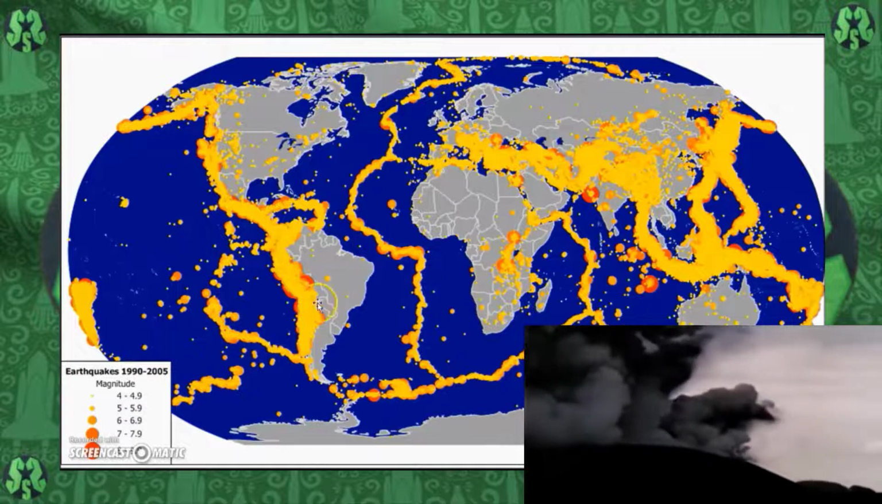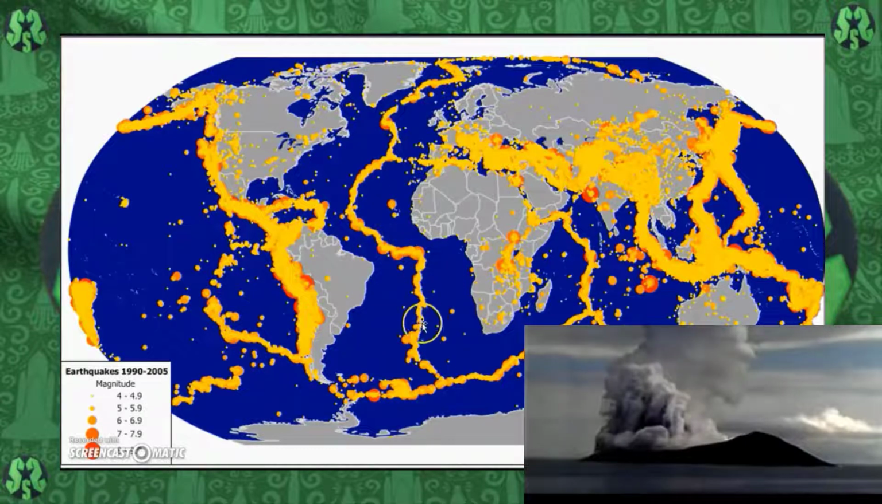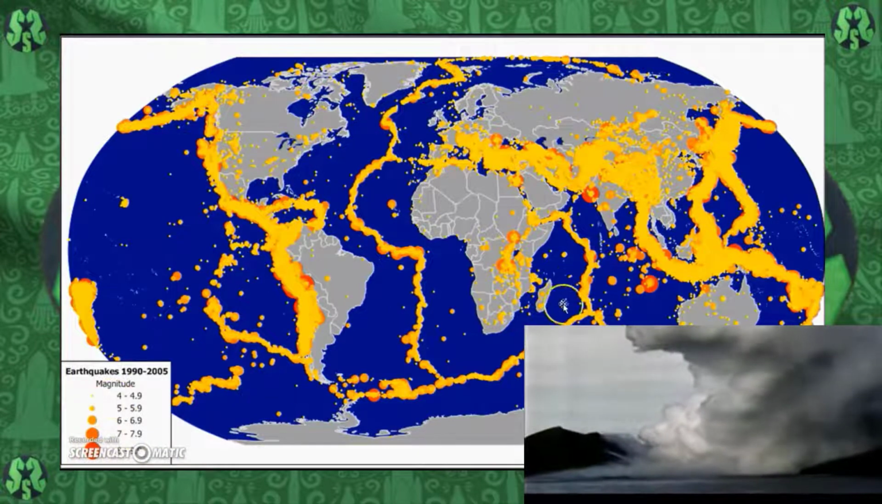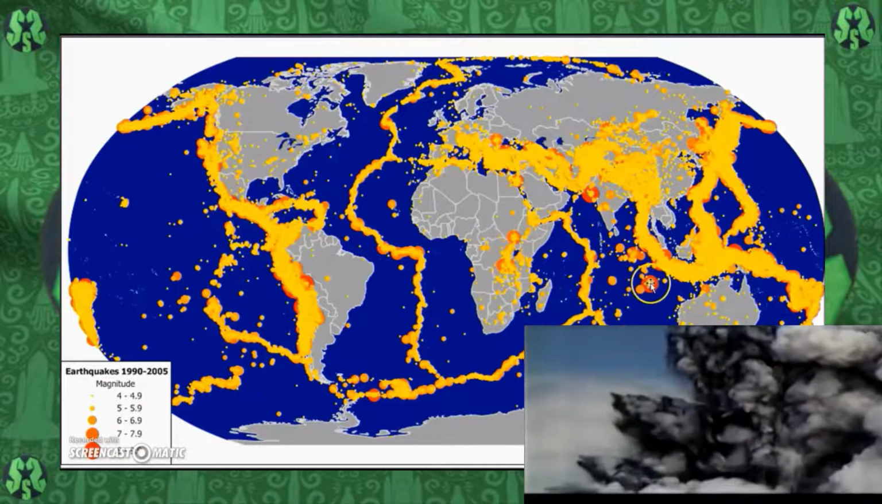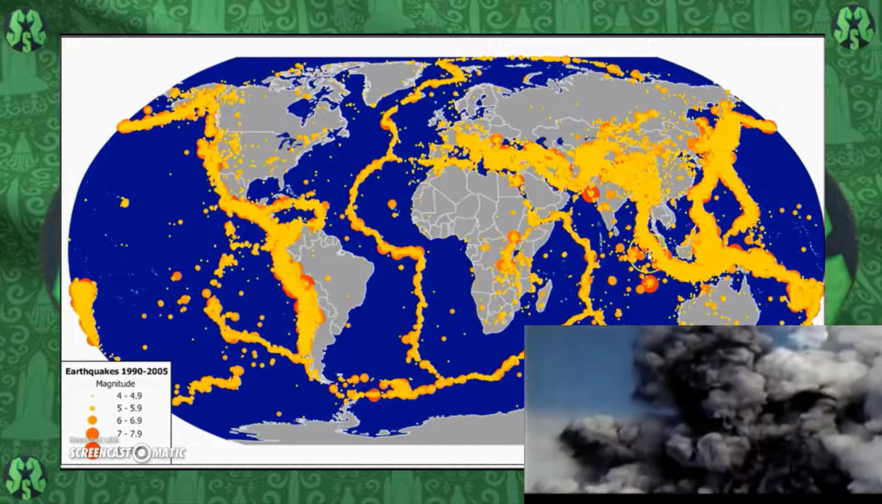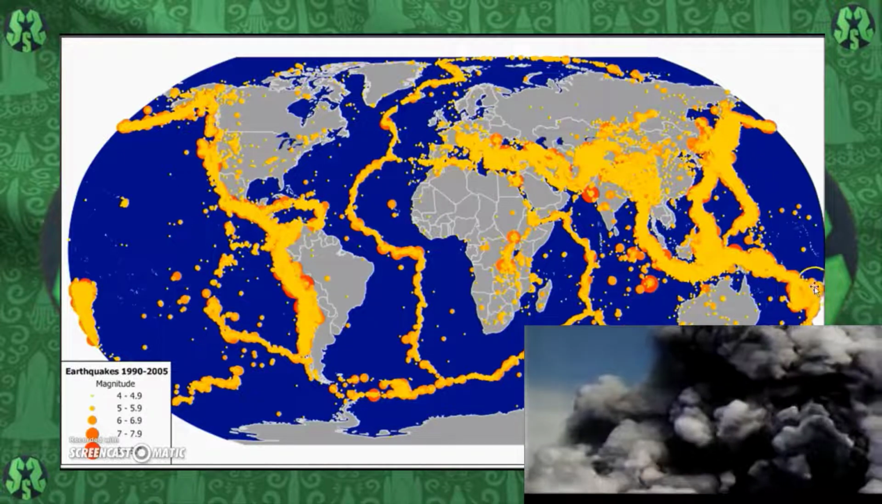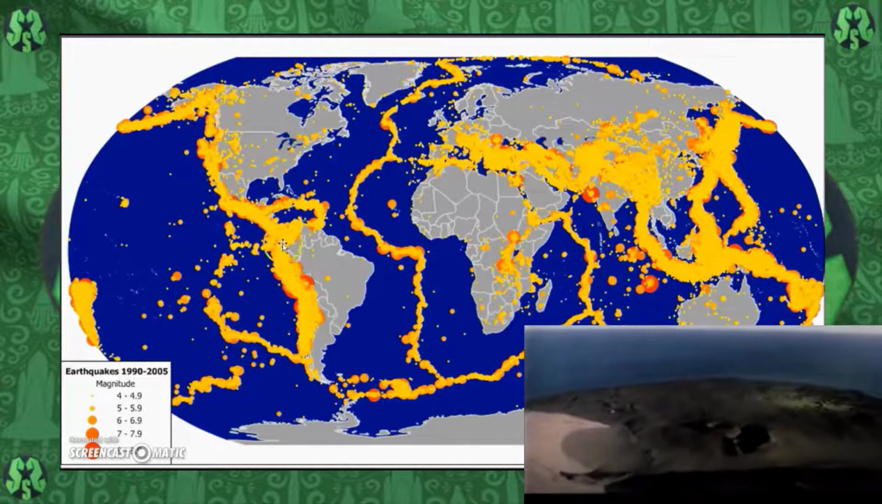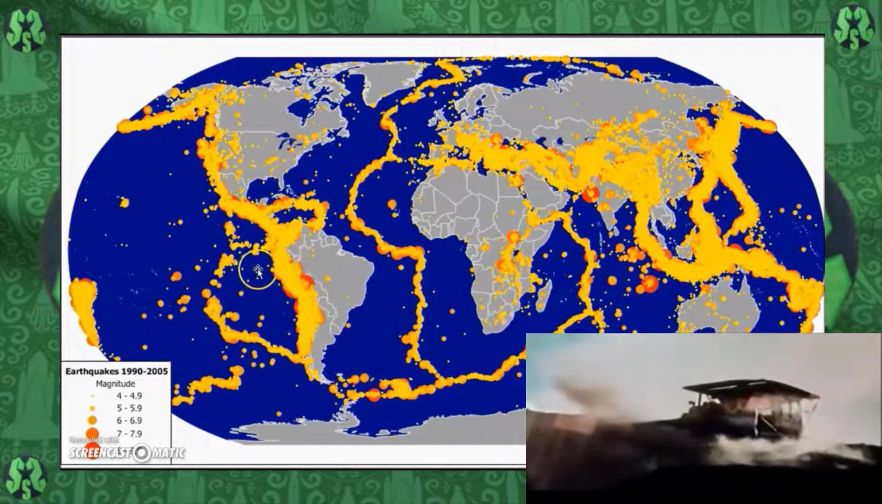You're commonly going to find earthquakes. Here we go. These dots represent earthquakes. As the dot gets larger and more to the red, these are larger earthquakes. So let's take a look at our friend, the Ring of Fire. Earthquake, earthquake, earthquake, all the way around. Earthquake, and you can see very large earthquakes in this area.